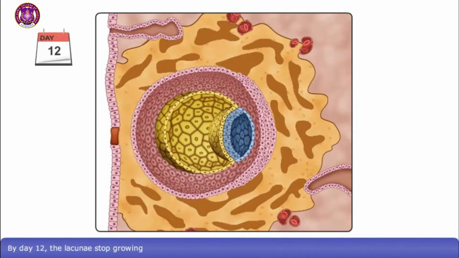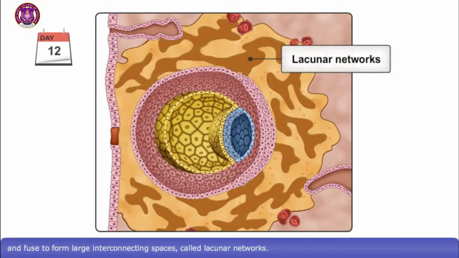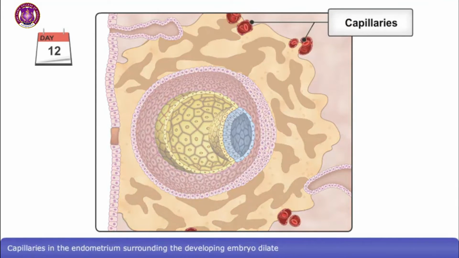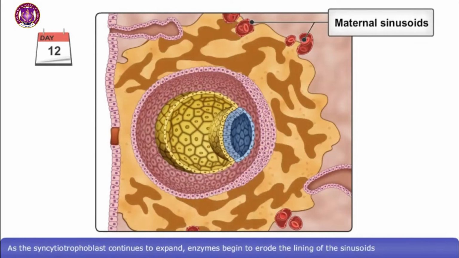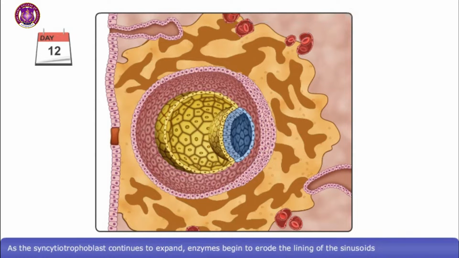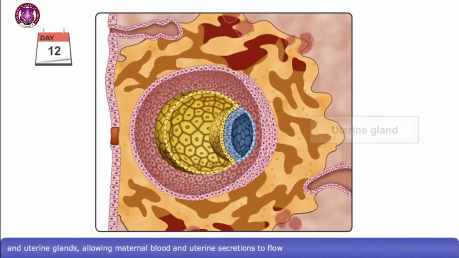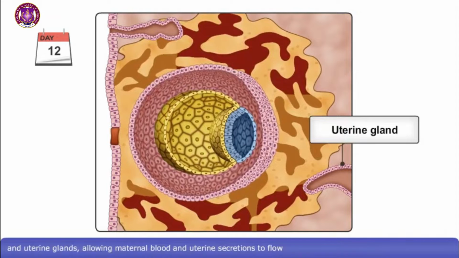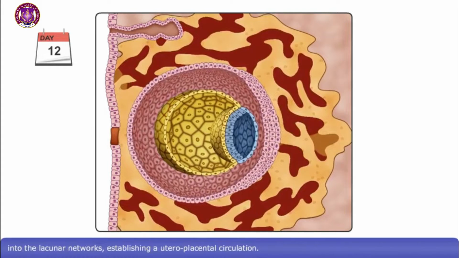By day 12, the lacunae stop growing and fuse to form large interconnecting spaces called lacunar networks. Capillaries in the endometrium surrounding the developing embryo dilate, forming maternal sinusoids. As the syncytial trophoblast continues to expand, enzymes begin to erode the lining of the sinusoids and uterine glands, allowing maternal blood and uterine secretions to flow into the lacunar networks, establishing a uteroplacental circulation.